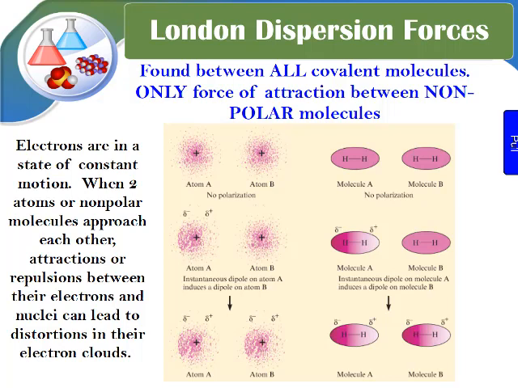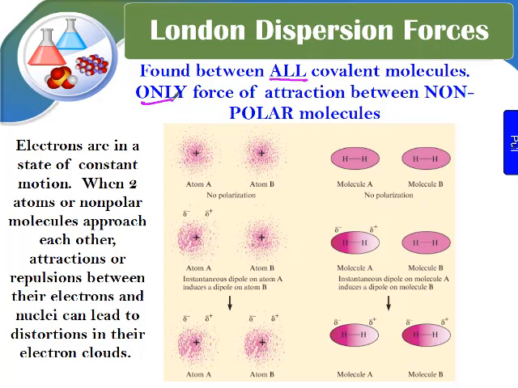The next intermolecular force is London dispersion forces. London dispersion forces are found between all covalent molecules, but they're the only force of attraction between nonpolar molecules. London dispersion forces are caused by the motion of electrons. Electrons are in a constant state of motion. So when two nonpolar atoms or molecules approach each other, the attractions or repulsions between the electrons can lead to the distortion in their electron clouds.